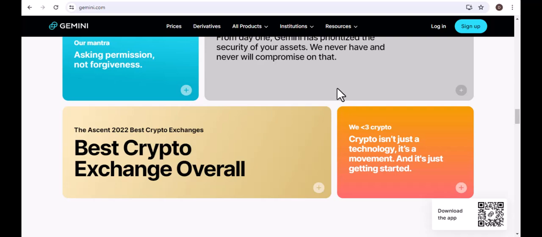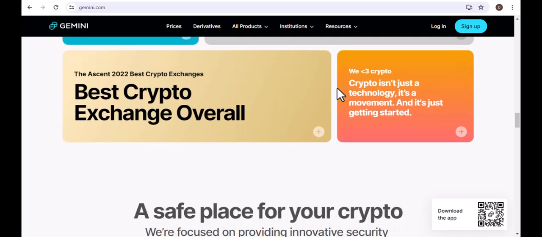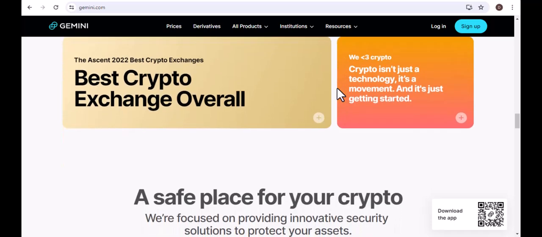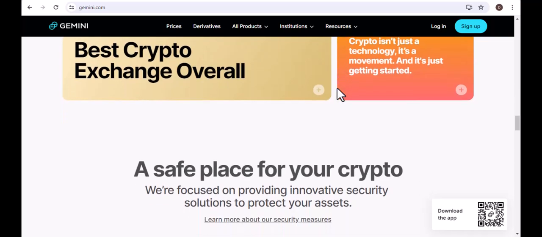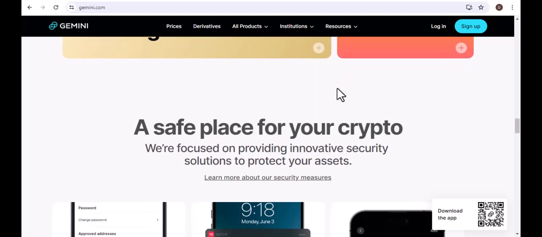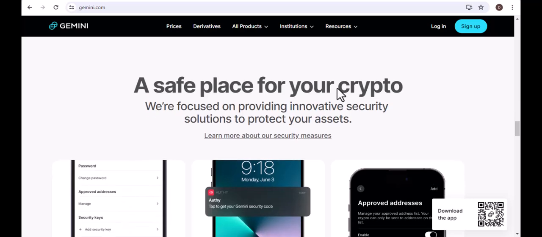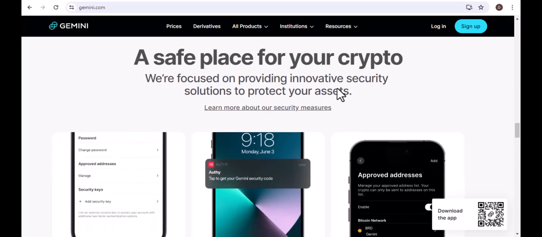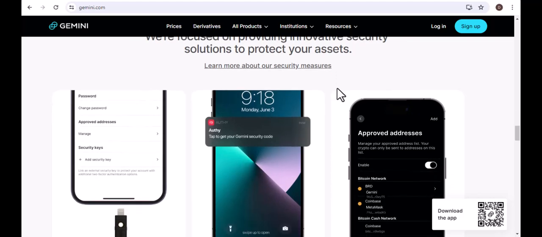LIFO, or last in, first out, assumes you sell the most recently purchased crypto first. This can be beneficial in a bull market, as you would be selling the more expensive coins, thus reducing your short-term capital gains. However, be careful with this one. The IRS has specific rules about when and if LIFO can be used for crypto, and it's not a widely accepted method. Always consult with a tax professional before using LIFO.